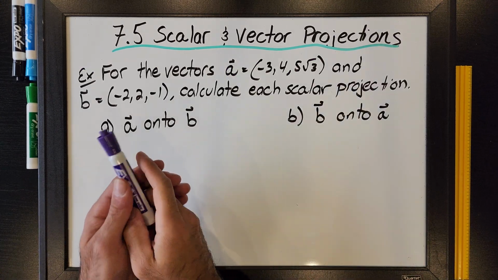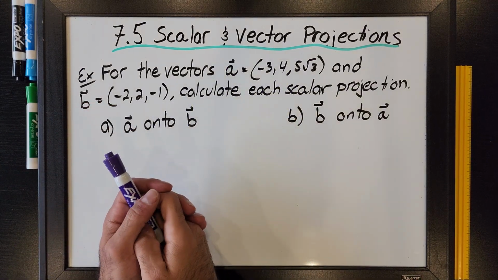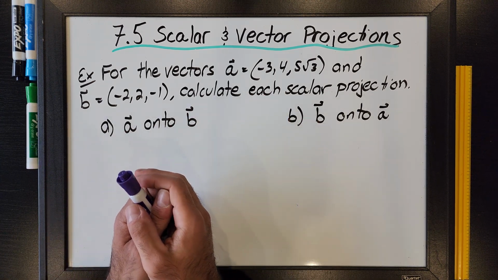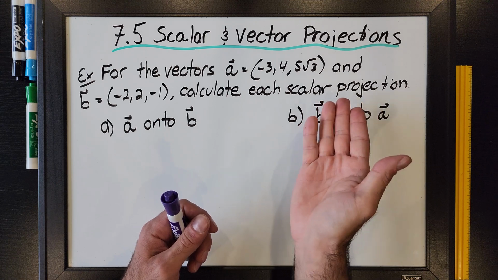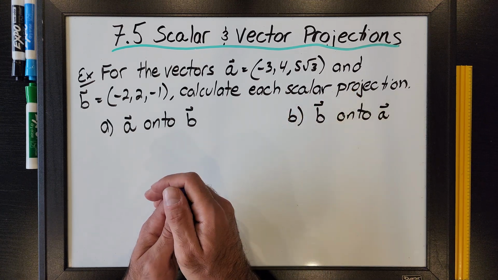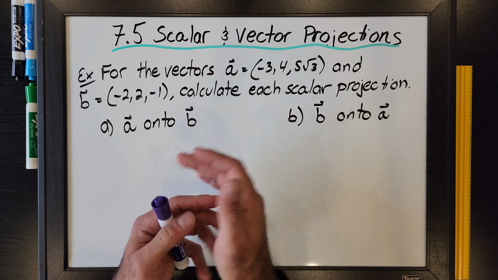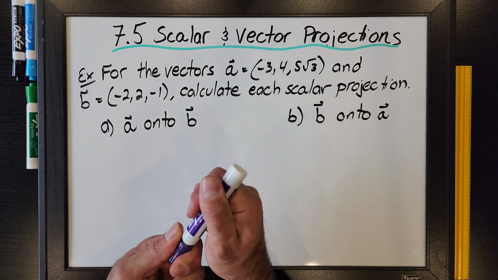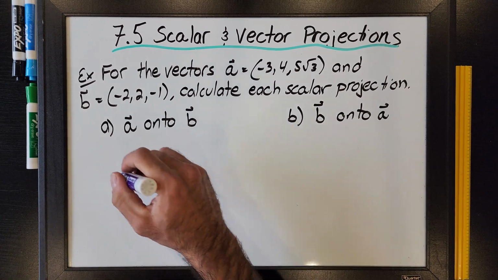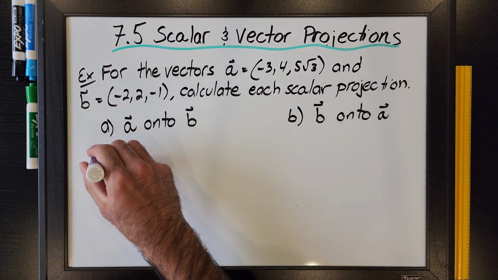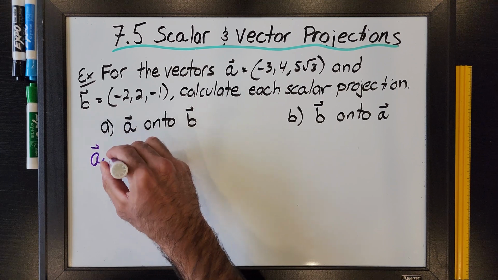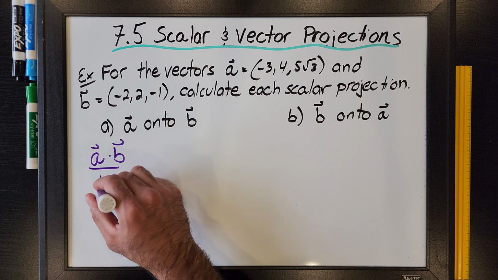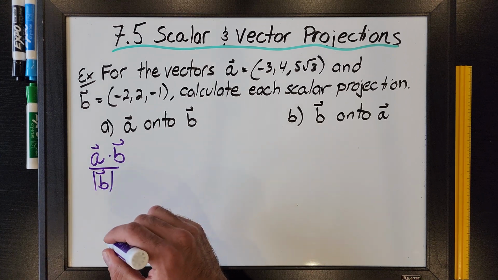So our first example is going to be for two vectors. We're just going to find two scalar projections, frontwards and backwards. So for the vectors A and B, we want to calculate each scalar projection. Just a reminder that these are scalar projections. There's no direction really involved. They're just magnitudes. So if I want to find the scalar projection of A onto B, I can use the formula that I just had on the previous screen. This is the dot product A dot B, and this is going to be over the magnitude of B.